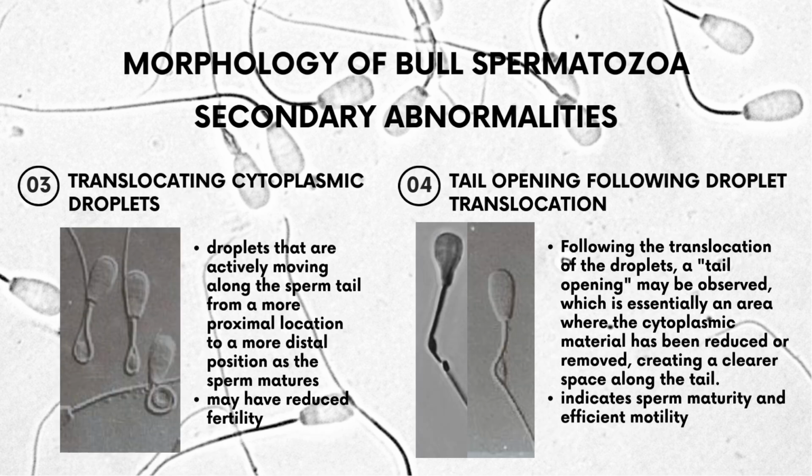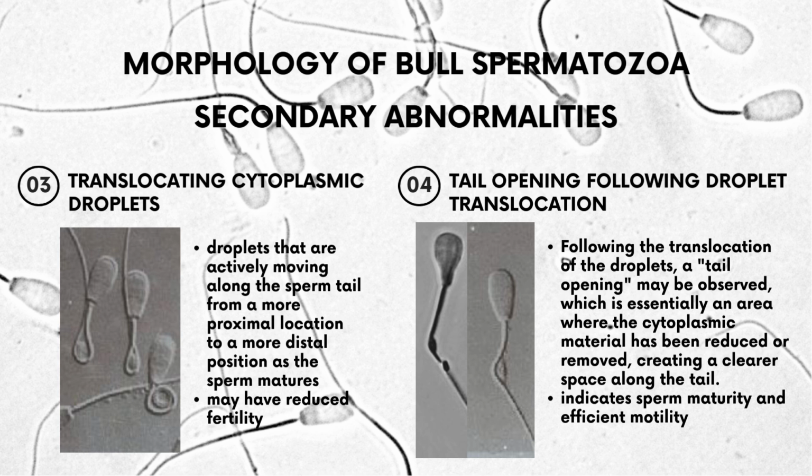Moving on to translocating cytoplasmic droplets. These are droplets that are actively moving along the sperm tail from a more proximal location to a more distal position as the sperm matures. This may have reduced fertility.